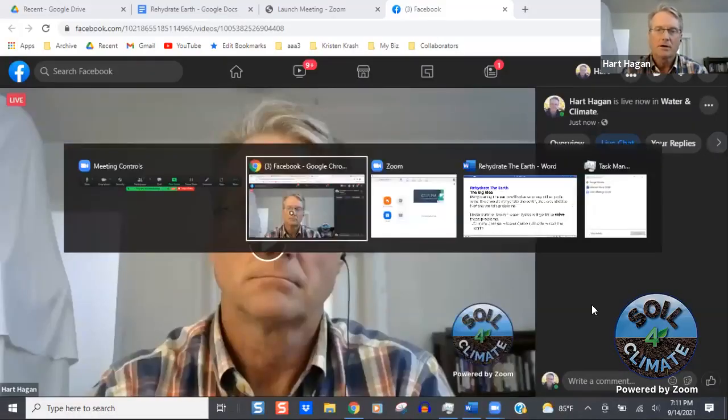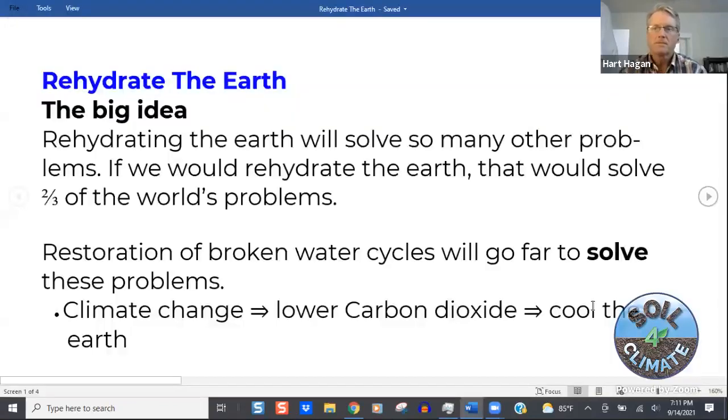And I'm going to go over here. Here's something I want to share with you. It's called Rehydrate the Earth. It's a handy dandy Word document that I got. So Rehydrate the Earth is like my mission. It's my elevator speech. I have this document that quickly became about 4,000 words now. I'm going to be talking through it. Just put it up here on the Word and we'll go from there.